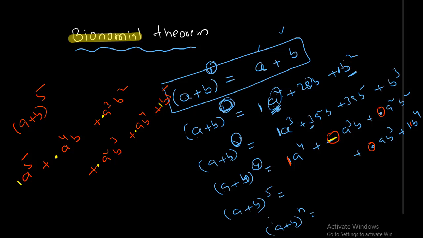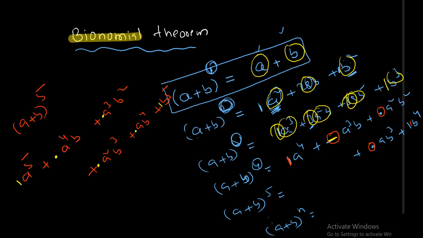One more important observation: in the right hand side of this expansion, each term has degree 1. In the next one, each term has second degree. Then each term has third degree. So here also, a plus b whole power 5, each term will have fifth degree. Here 1, here 3, here 3, here 1. Here I know the coefficients, but here I don't know the coefficients.